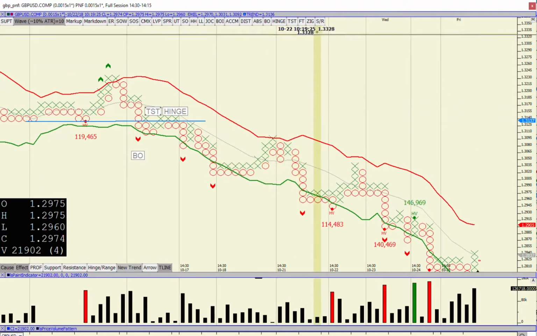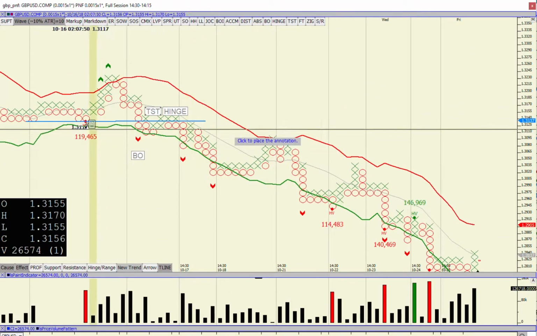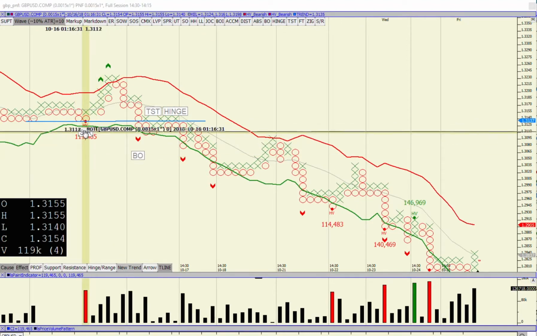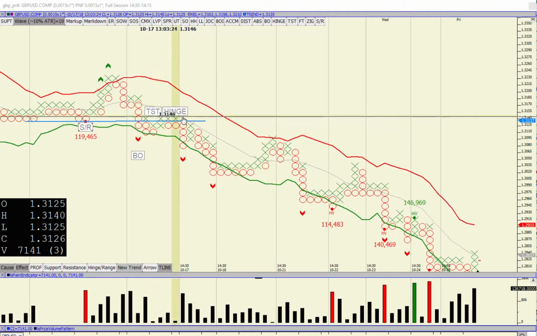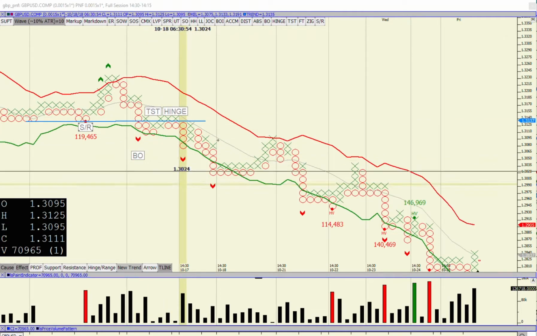Anyway, so where is it? This was the support level that broke by this breakout, right? Then it did a test, a hinge. Again, what are you looking for? Breakout.